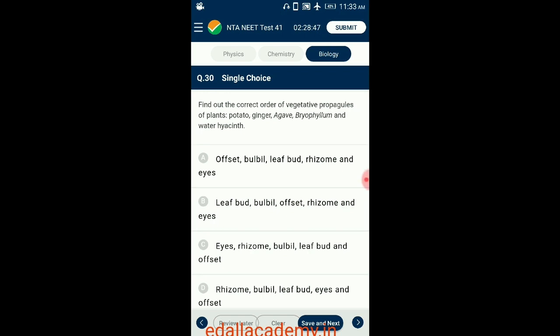Question number 30. Find out the correct order of vegetative propagules of plants: potato, ginger, agave, bryophyllum and water hyacinth. The units of vegetative propagules of plants are eyes, that is in potato; rhizome, example ginger; bulbil, example agave; leaf bud, example bryophyllum; offset, example water hyacinth. So the correct order is option C, eyes of potato, rhizome, example ginger; bulbil, found in agave; leaf bud, found in bryophyllum; and offset, example water hyacinth. So the correct option is C.